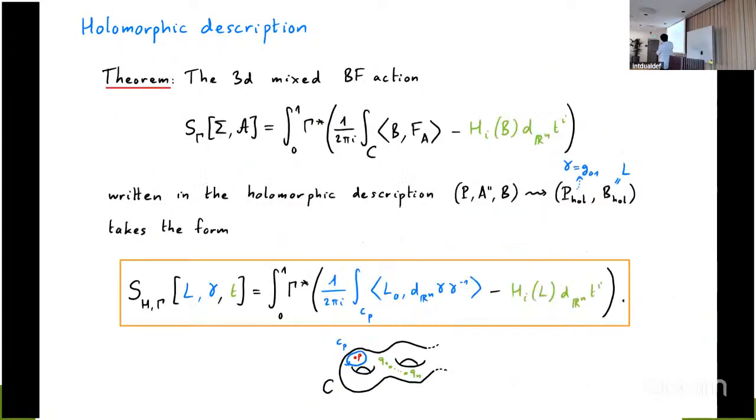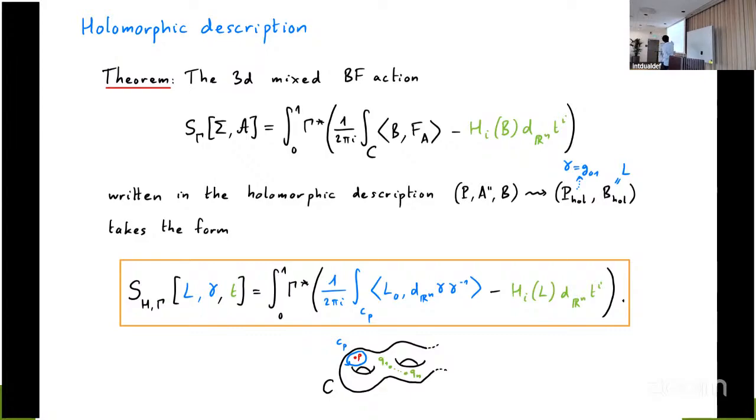The key result is that the 3D mixed BF action, which, as I told you, was motivated by constructing a Lagrangian for the Hitchin system, reduces in this holomorphic presentation. If I restrict all my data to be described by holomorphic things, so rather than taking a smooth bundle, an A double prime, which is a smooth zero-connection, and a smooth Higgs field, I go to this holomorphic presentation. When my bundle becomes holomorphic, it's described by a holomorphic transition function gamma on the intersection of the two patches, and a holomorphic Higgs field, which I call L. In terms of this holomorphic data, the action becomes this Lagrangian one-form action. So this is a very non-trivial step.